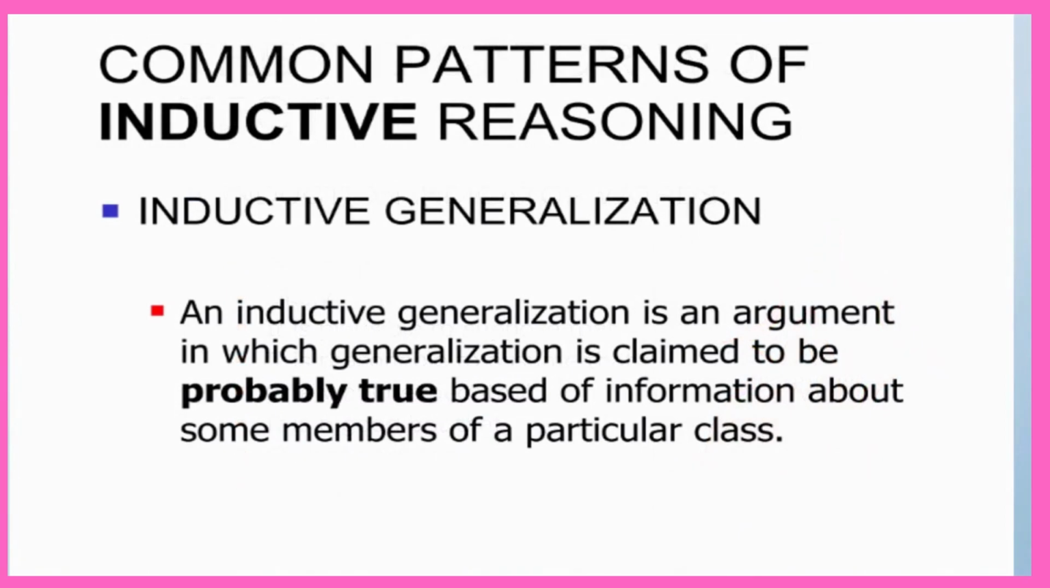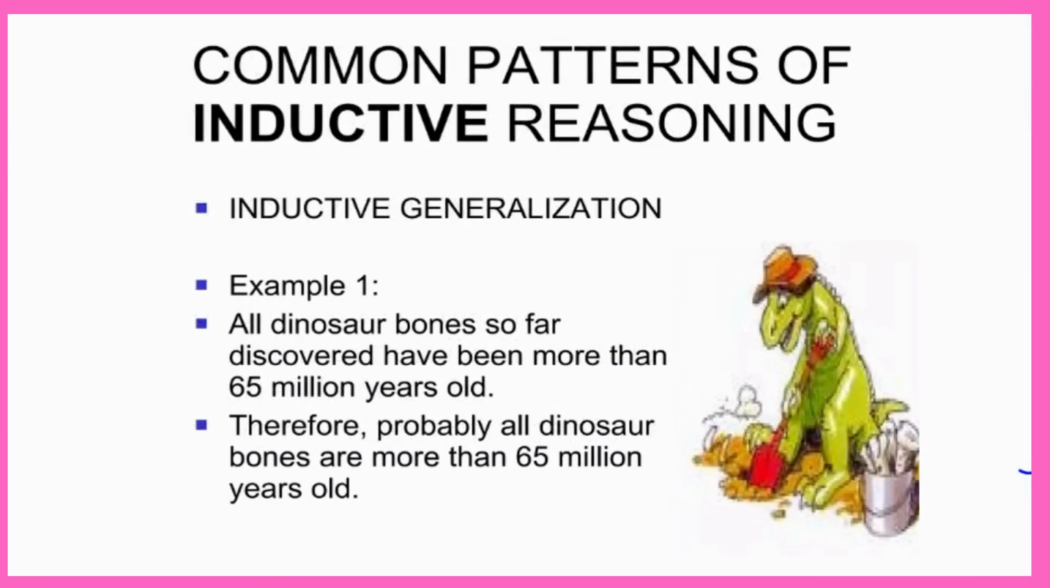So an inductive generalization is an argument in which a generalization is claimed to be probably true based on the information about some members of a particular class. For example, all dinosaur bones so far discovered have been more than 65 million years old. Therefore, probably all dinosaur bones are more than 65 million years old.